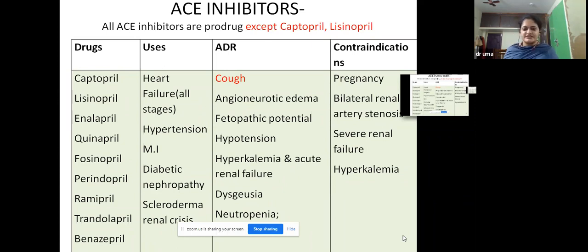It produces first dose effect, hypotension, and hyperkalemia. Caution should be taken when it is used along with potassium sparing diuretics. They produce renal failure, dysgeusia, and neutropenia. Contraindications: it should not be used in pregnancy, bilateral renal artery stenosis, severe renal failure, and hyperkalemia. So all are prodrugs except CL, captopril and lisinopril. Main adverse effect is cough.